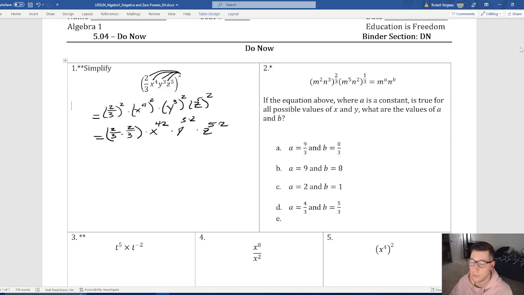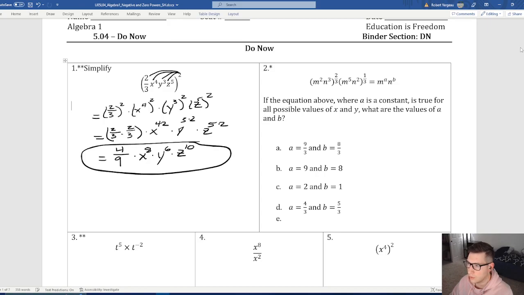From here, remember that when we multiply fractions, we just multiply left to right, and so I'm going to have 4/9 times x to the 8 times y to the 6th times z to the 10th. And this is our final answer.